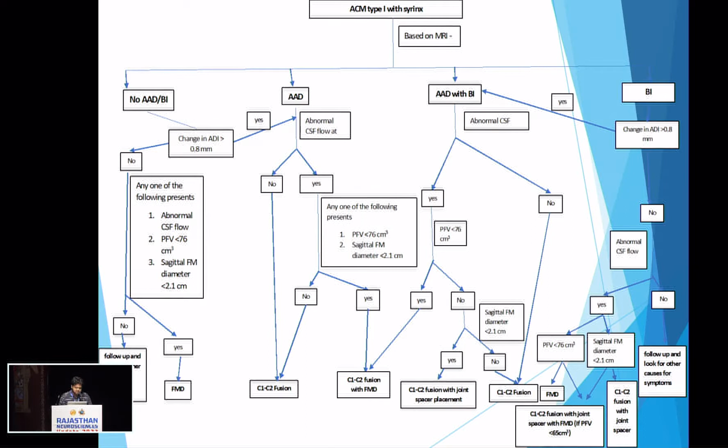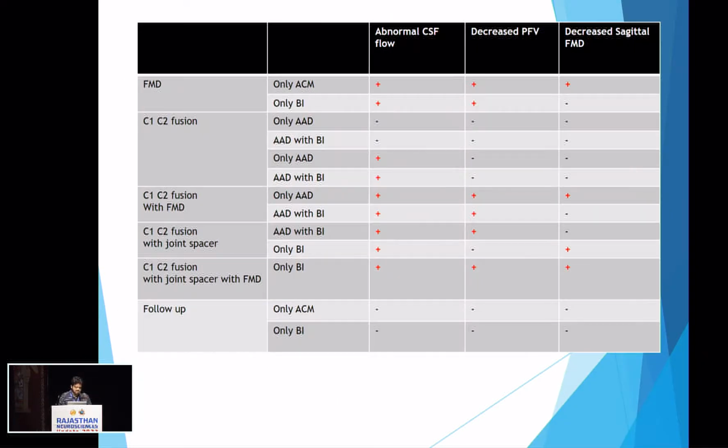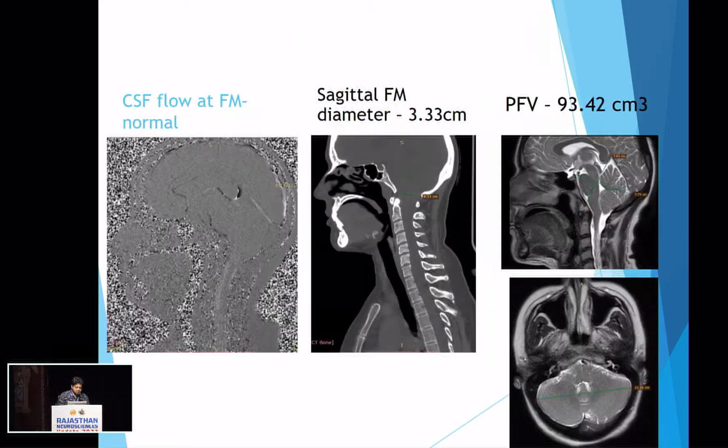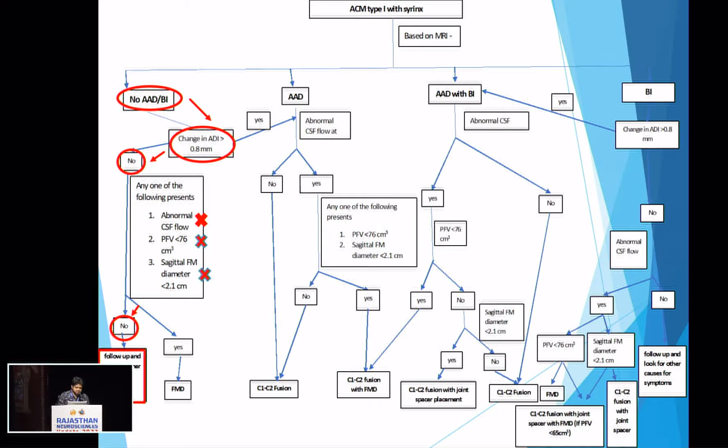The summary of this algorithm can be seen in this table, that is the 4 groups of patients, that is only ACM, only BI, BI with AD, and only AD, along with the abnormal CSF flow, decreased posterior fossa volume, or decreased sagittal foramen magnum diameter, were divided into different groups, and they underwent the surgical procedures. So these are some of the examples which we did according to the algorithm.